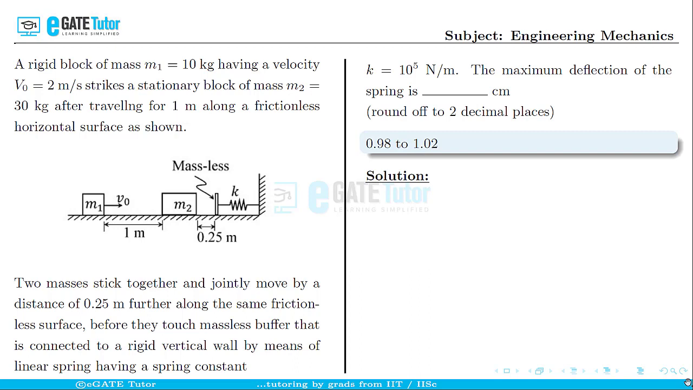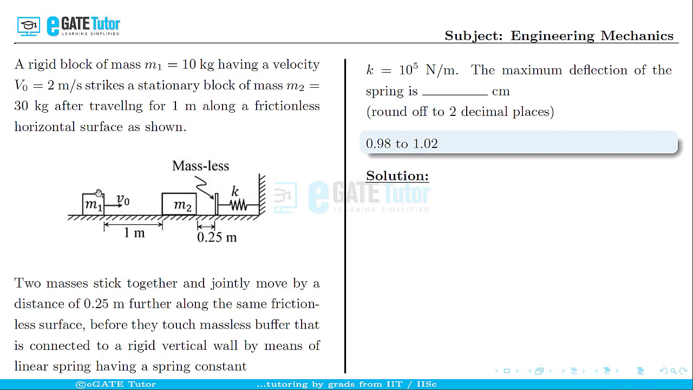Two masses stick together and jointly move by a distance of 0.25 meter further along the same frictionless surface before they touch a massless buffer that is connected to a rigid vertical wall by means of a linear spring having a spring constant k = 10^5 Newton per meter. The maximum deflection of the spring is dash centimeters. For this numerical answer type question, we need to round off the solution to 2 decimal places, and the accepted answer range is 0.98 to 1.02.